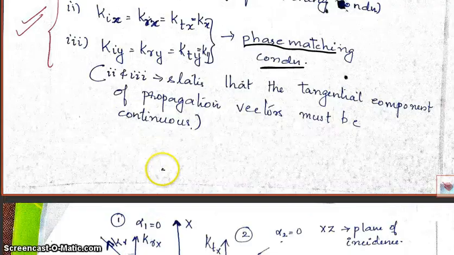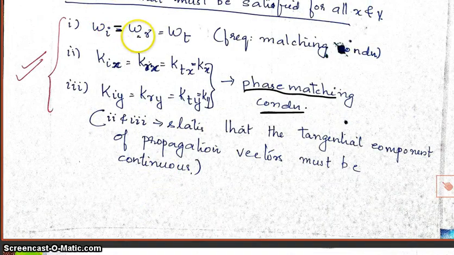I repeat, that is omega i should be equal to omega r should be equal to omega t, which is your frequency matching condition. Similarly, kix should be equal to krx should be equal to ktx. Similarly, kiy should be equal to kry equal to kty. And these three conditions are very, very important in the case of our oblique incidence.